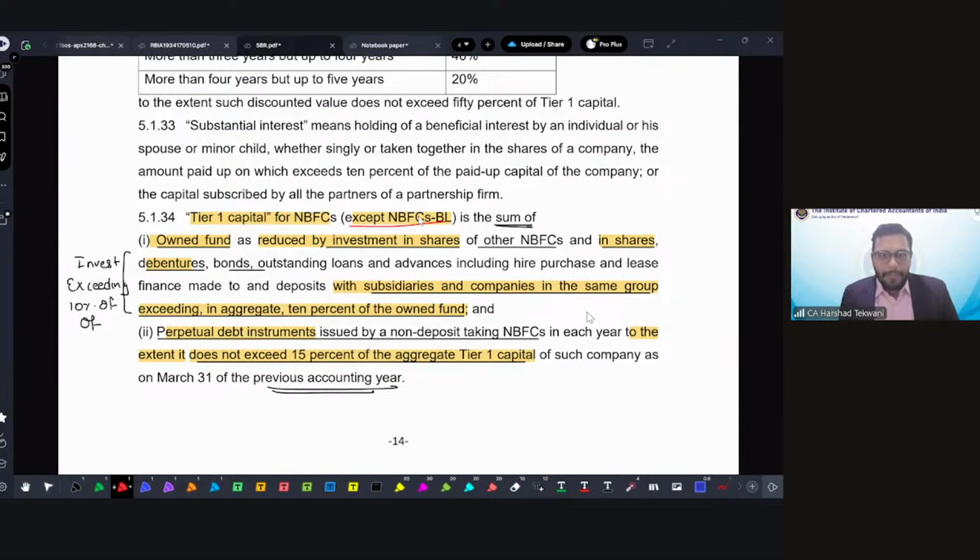Learning. Okay, so let's do one thing. Let's take a quick 10-minute break. After the break, we'll gather back and we will carry out reporting. We'll see some of the reporting part, and then based on that, we will go further and deep dive into the requirement of the scale-based regulation. Let's take a break.